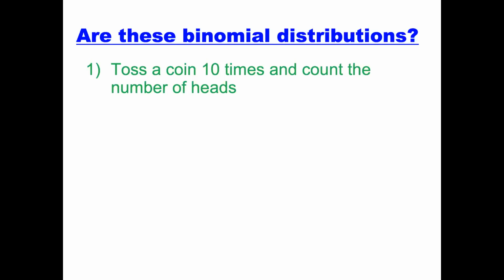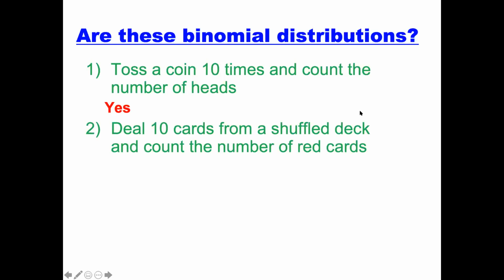And then S, success probability is constant. Yes, the probability of getting heads is 50% every single time. So this is considered a binomial distribution, and it meets the criteria. Okay, so let's have you guys try the next two.